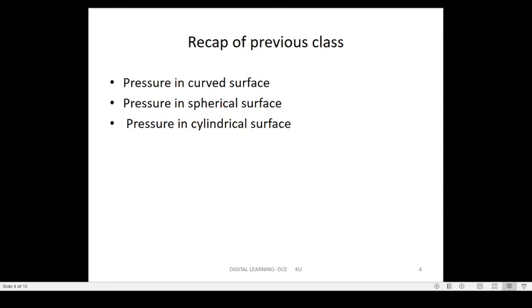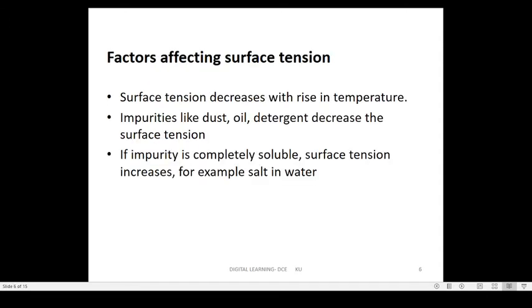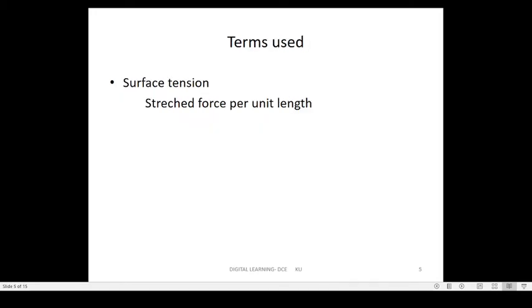Some of the definitions previously used are pressure on the curved surface, pressure in spherical surface, and pressure in cylindrical surface. Pressure in spherical surfaces is given by P equals 2T divided by R, whereas in cylindrical surface it is given by 4T divided by R. We have used surface tension in previous classes and in this class also.